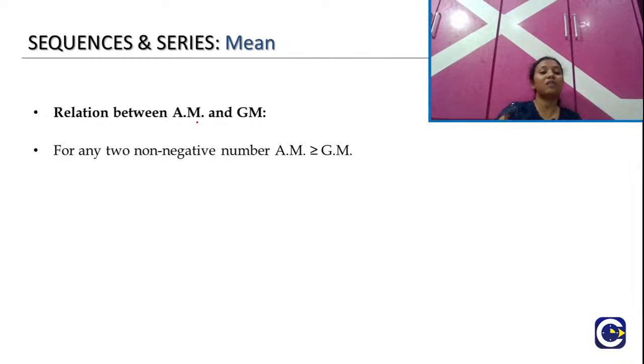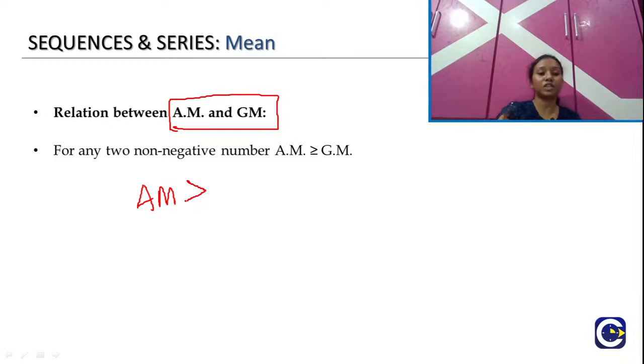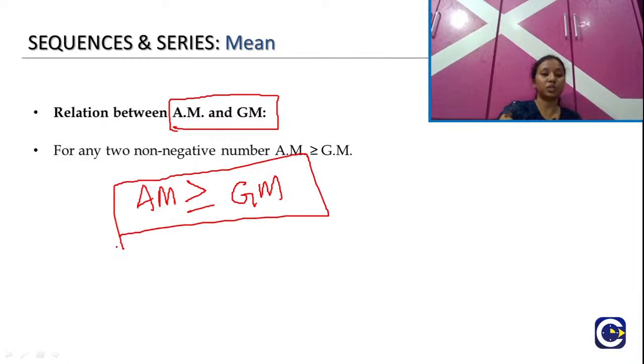So now we have the relation between the arithmetic mean and the geometric mean, which is given by: the arithmetic mean of any two non-negative numbers will always be greater than or equal to the geometric mean. So this is the relation between the arithmetic mean and the geometric mean for any two non-negative numbers here.